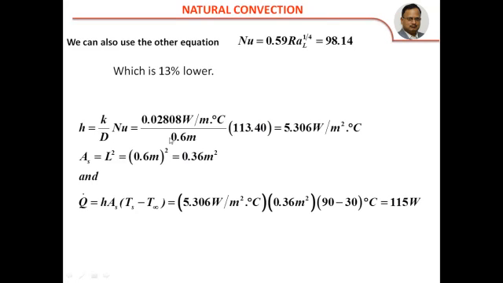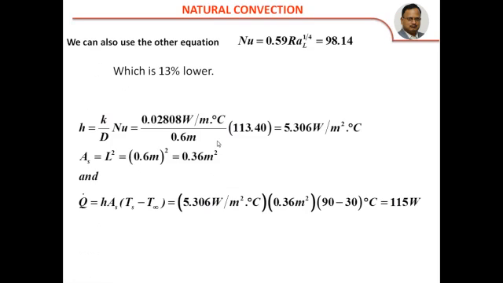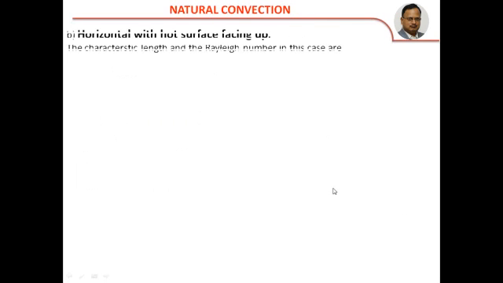So once you decide Nusselt number as 113.4, h is equal to k by D into Nu, and you will get the h value 5.306 watts per meter square Kelvin. Here again D means L only, the characteristic dimension 0.6 meters, and surface area is 0.6 meters square into 0.36 meters square, and Q is equal to 115 watts. So when we keep the plate in vertical direction, it loses heat of 115 watts.